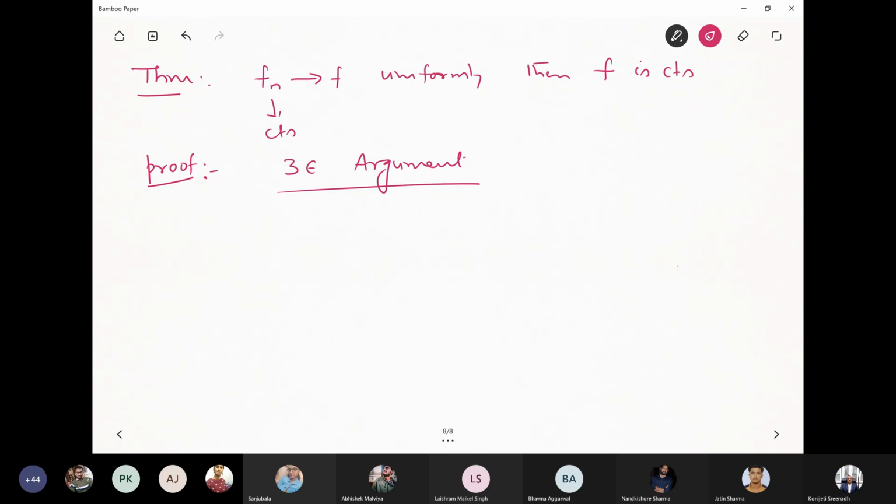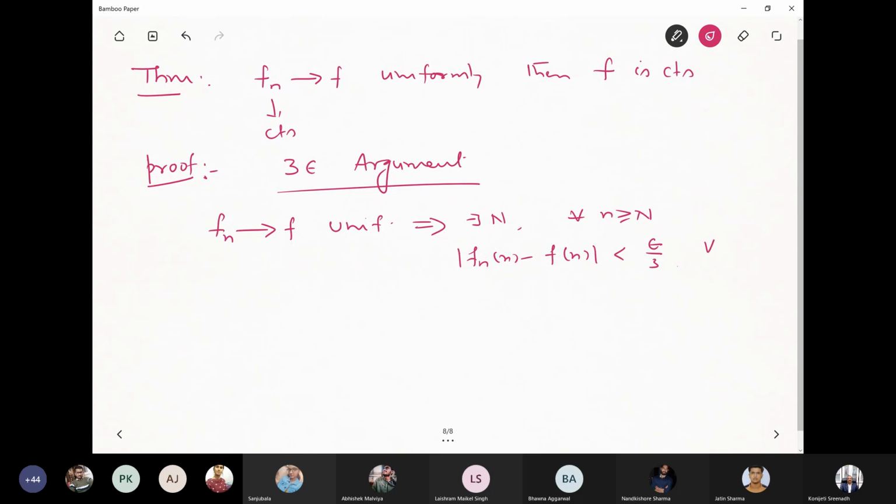The first point is from the definition itself, that Fn converges to F uniformly. This means that there exists one N such that for all n greater than or equal to N, you have mod Fn(x) minus F(x) is less than epsilon by 3 for all x in I. So this is the first statement. This is one.